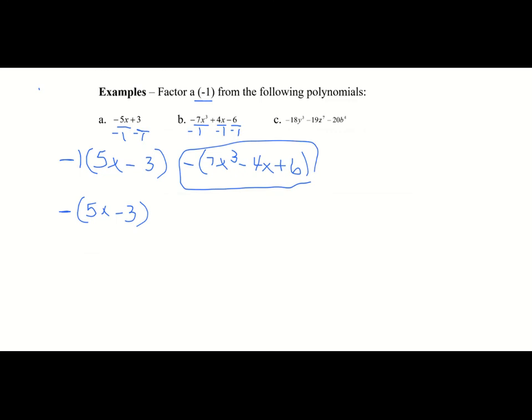And then for this last one, again, divide out a negative 1. I'm going to write my answer down here. I'll have my negative on the outside. On the inside, negative 18y cubed divided by negative 1 equals 18y cubed. Negative 19z to the 7th divided by negative 1 will make that a positive 19z to the 7th. And negative 20b to the 4th divided by negative 1 will give me a positive 20b to the 4th. So that's what it looks like when we factor out a negative 1.